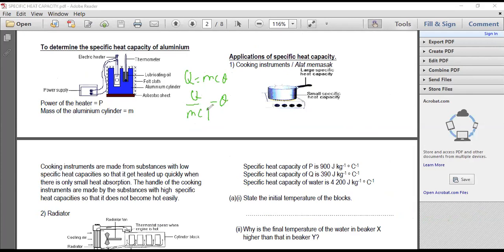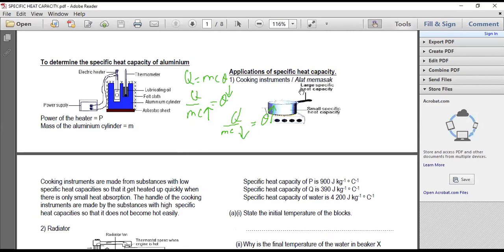Now, for an object with higher specific heat capacity, the change in temperature is less. That means it is difficult to become hot and difficult to cool down. Q over MC equals θ. For an object with lower specific heat capacity, the change in temperature will be great. That means it is easy to become hot and easy to cool down.